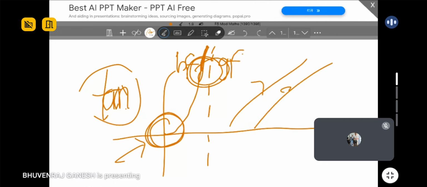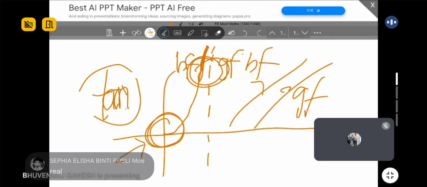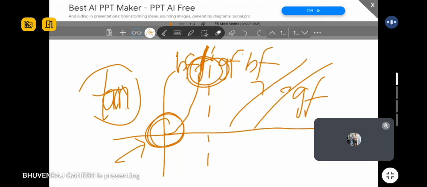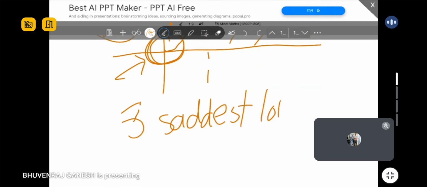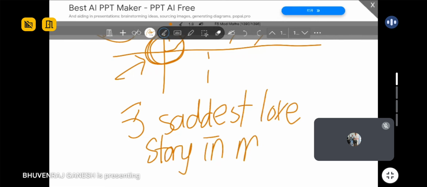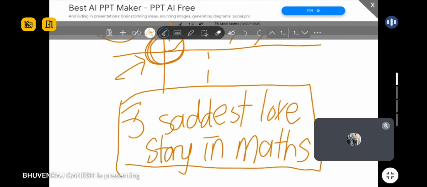Garis lari takkan bertemu. Ini juga cerita cinta dalam matematik. Boyfriend dan girlfriend takkan temu punya. One more is about the graph also. Satu lagi. You all can search on this. If you are interested, boleh Google. It's called the three saddest love stories in maths. I think you will understand better tentang graph tangent kalau kamu Google yang ni.